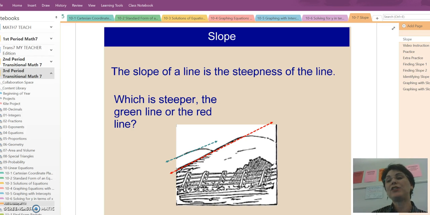The slope of a line is just the steepness of a line. You can think about if you are going skiing, if you're on a bunny slope, that's the slope of a line that is not very steep. And if you're going on a more challenging course, then you're going to have a line that's very steep.